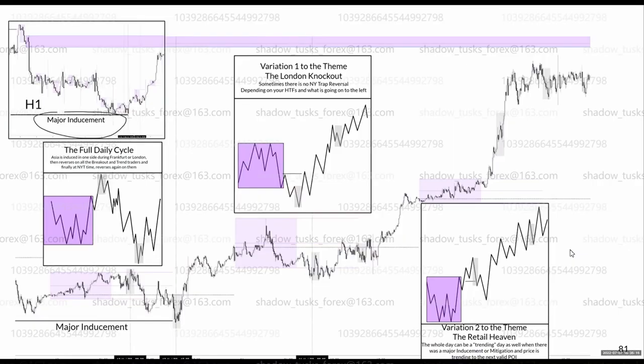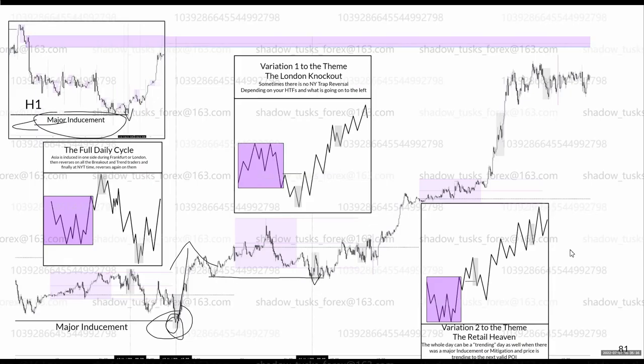1 hour, major inducement to the left. Right? So guess what? Boom. Major inducement. We confirmed that was the major inducement when it happened. New York trap. What is the price? We're trading away from that. So if you trade away from the major inducement, we have an inducement in London. What can we expect the next day?